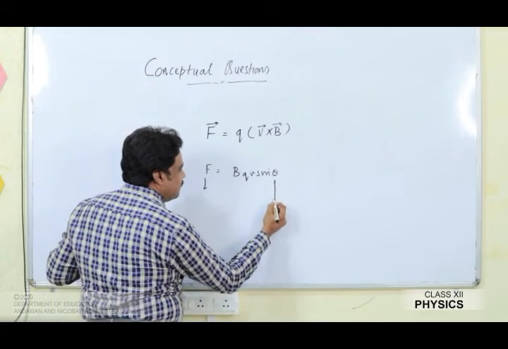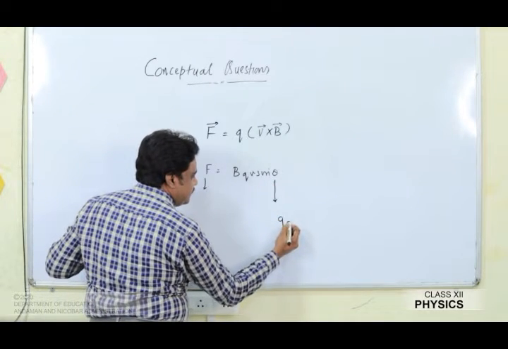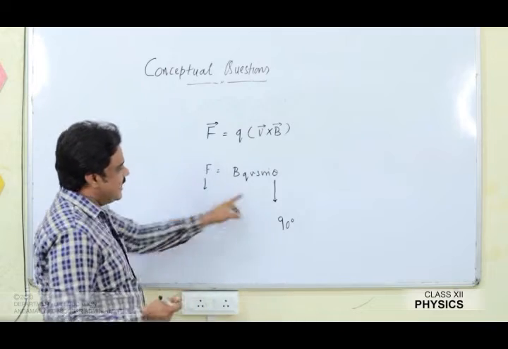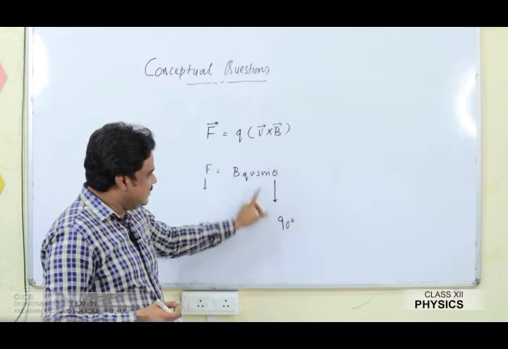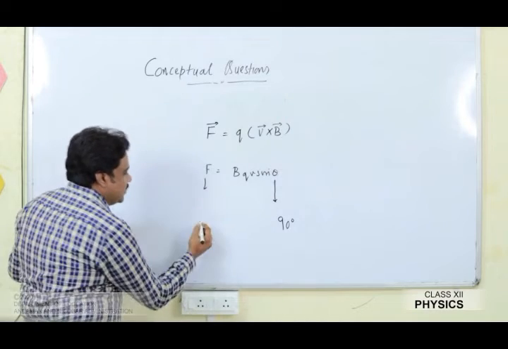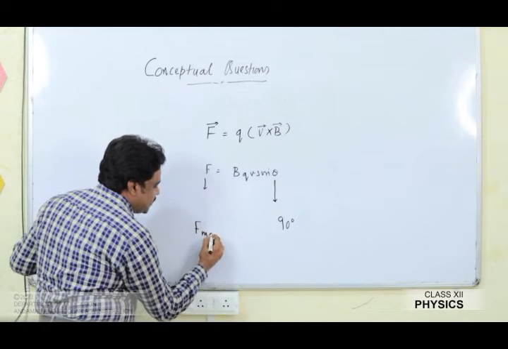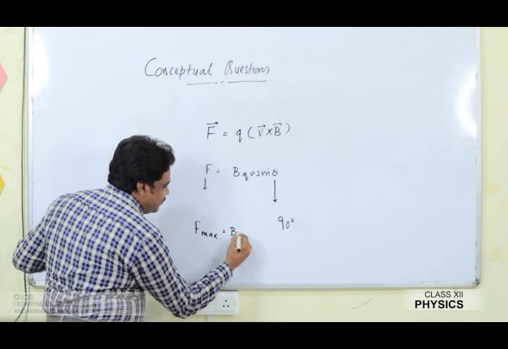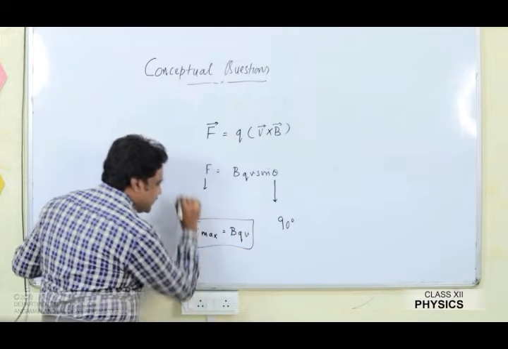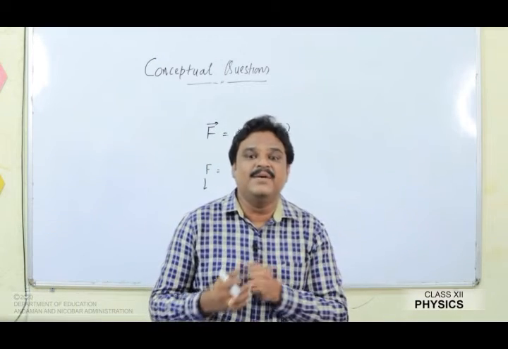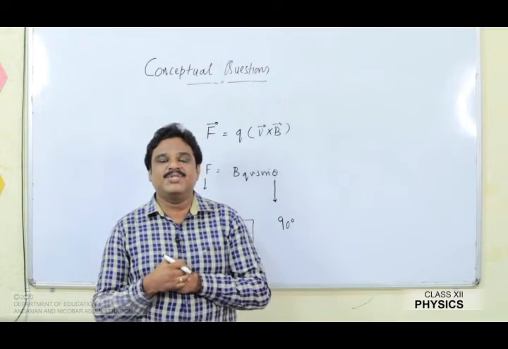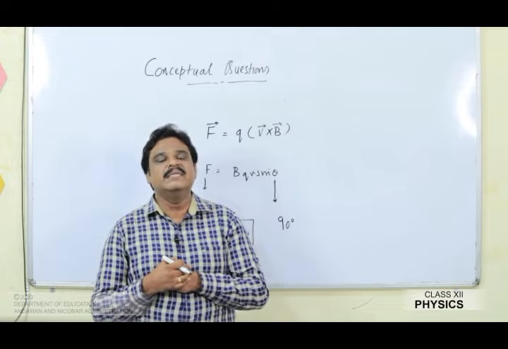So when theta is 90 degrees, sine 90 is 1. For sine of the angle, theta is maximum at 90, so sine 90 is 1. So this will be the maximum force experienced by the proton. So what is the conclusion I can say? When the charged particle is moving perpendicular to the magnetic field, the force experienced by the charged particle is maximum.